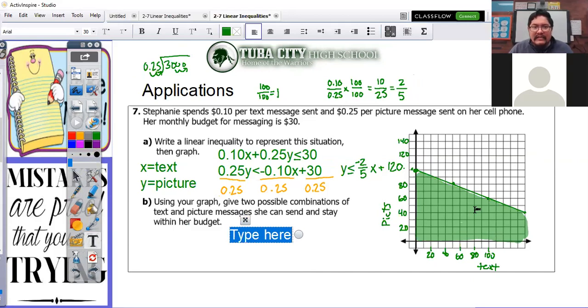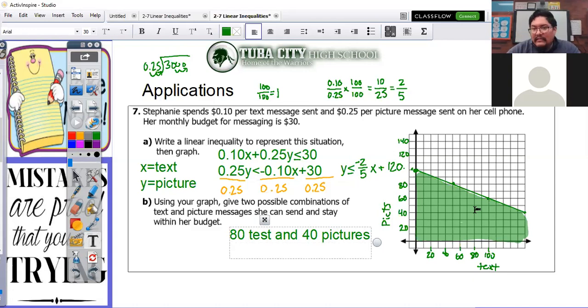So this is why it's a good idea to have a graph, because we can easily see if she sends 80 texts and 40 pictures, she would still be within the budget. And if we were to pick another number, like something exactly on the line, that would also work out.